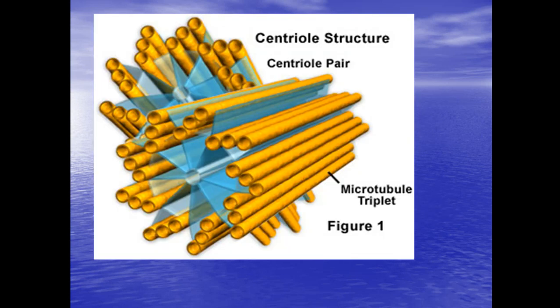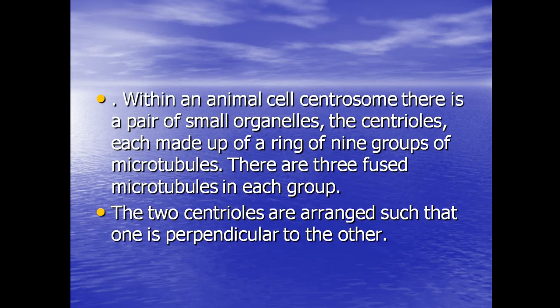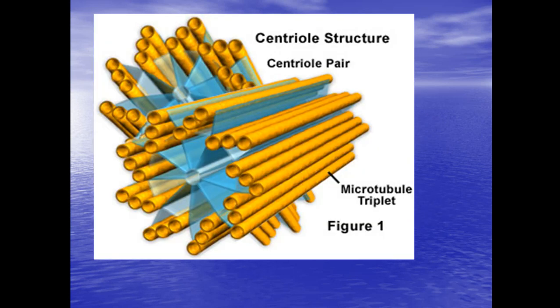perpendicular to each other. Probably here you can see. Each centriole is made up of a ring of nine groups of microtubules. If you count it: one, two, three, four, five, six, seven, eight and nine, and in each group you can see three microtubules, a triplet. And there are two centrioles, both perpendicular to each other. This is how the centrioles are arranged within the centrosome. Is it clear?